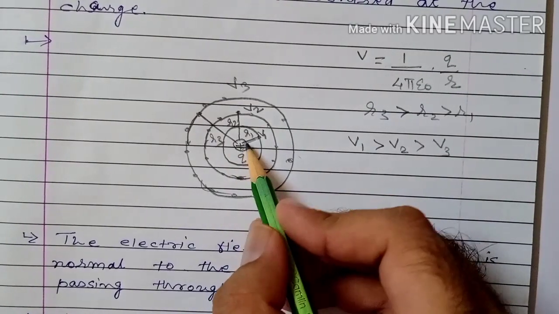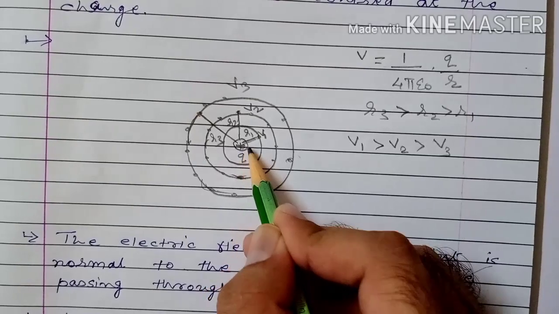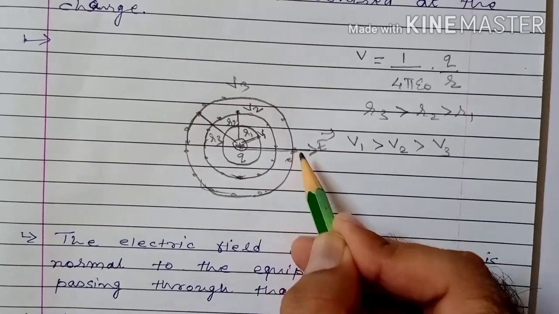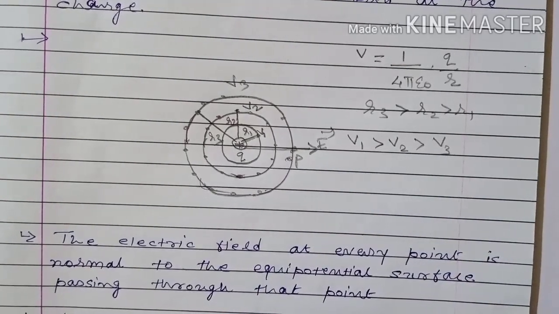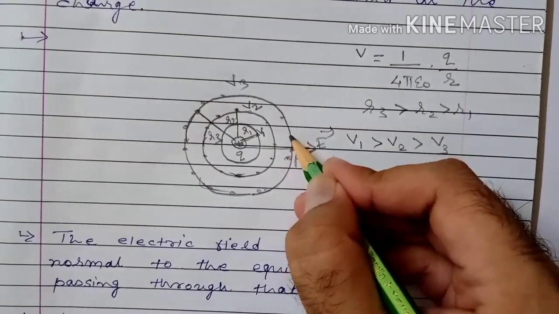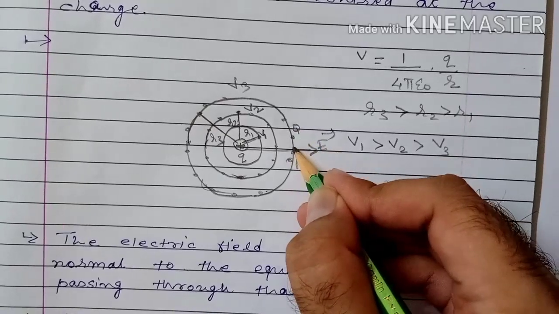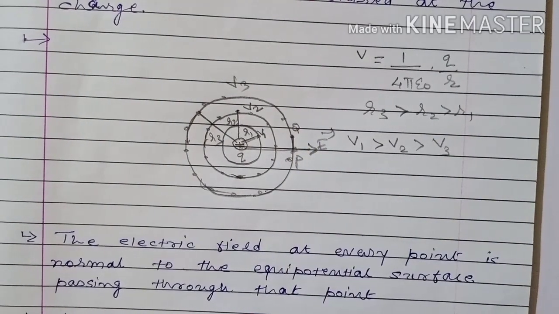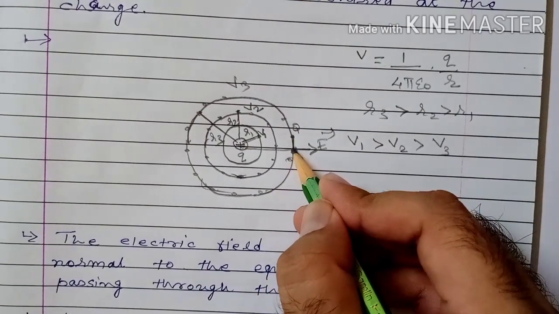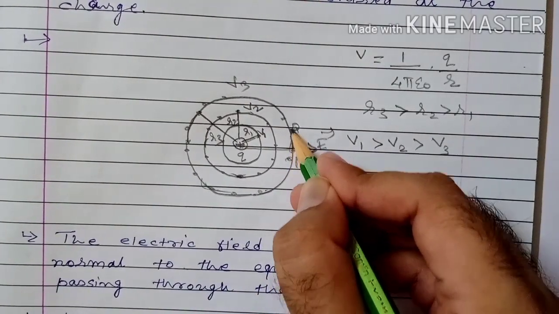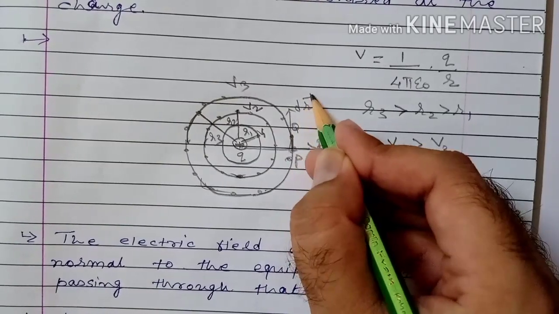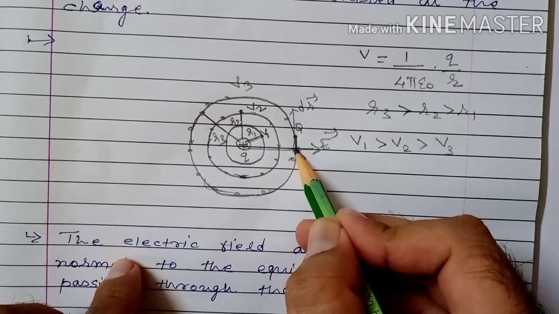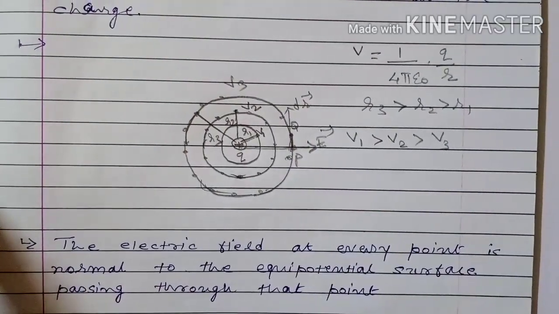Suppose due to this positive charge, the direction of the electric field is in this direction, and here I am considering point P. If we want to move from point P to point Q, both very close to each other, this will be the displacement. I am showing this displacement by the dr vector. The electric field is in this direction, and we are moving from point P to point Q.